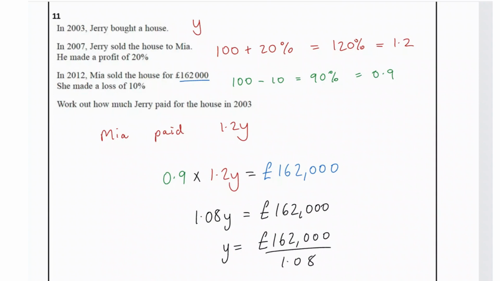So to get y, which is what Jerry paid for it, we're going to divide 162,000 by 1.08. And we're expecting to get a nice number here. Often when you get back to the original, it's a nice number. And yes, it ends up being 150,000.